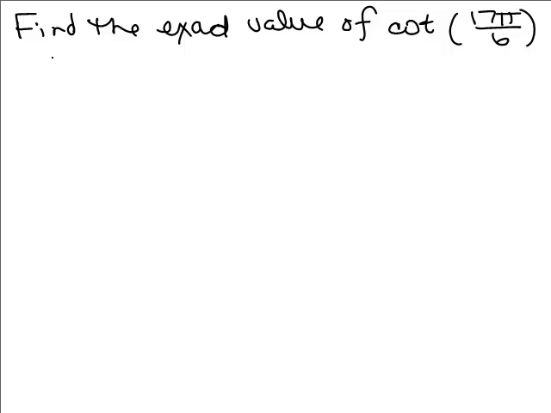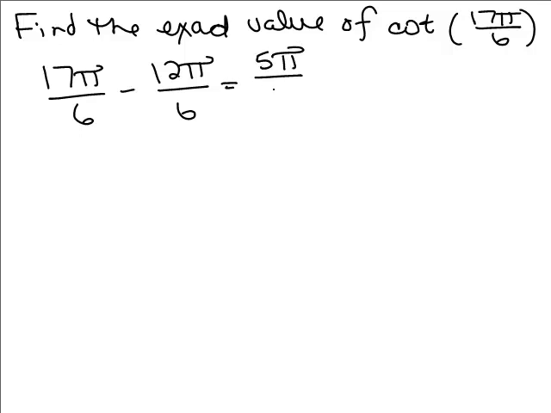Alright, here's the next problem. Find the exact value of the cotangent of 17 pi over 6. First of all, where is 17 pi over 6? If you want, you could change that to degrees, but I know that 2 pi is one way around, and that's 12 pi over 6, so I'm going to subtract 12 pi over 6. I know it's going to be coterminal with 5 pi over 6, right? So 17 pi over 6 is coterminal with 5 pi over 6.